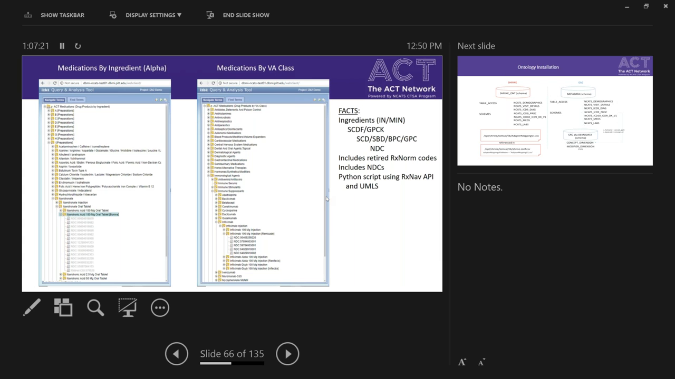And then, from the SVD level on down, or SCDF level, which is like the injection or oral tablet level, these two should look about the same because I used the same script to generate it. But this should have more in it than what's just in the VA formulary, which the drugs by class should. That's what's in that tree.